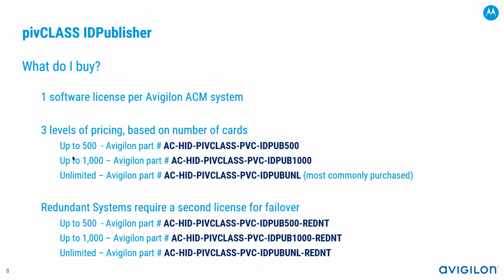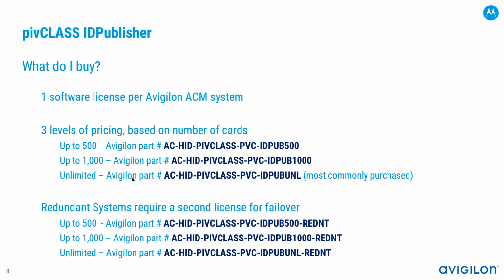There are a couple of licenses here for 500, 1,000, or unlimited. So if I have less than 1,000 or somewhere close to 1,000, I would use that. Less than 500, I would use that. The most popular one, though, is the unlimited. So this means I can bring all the employees that I have in this database, all the cardholders, into ACM.